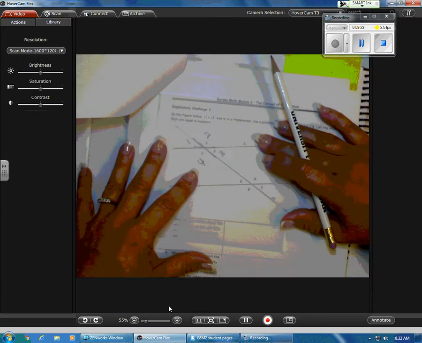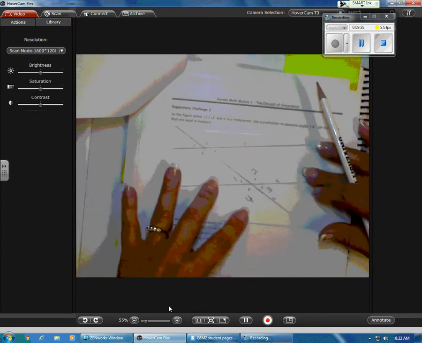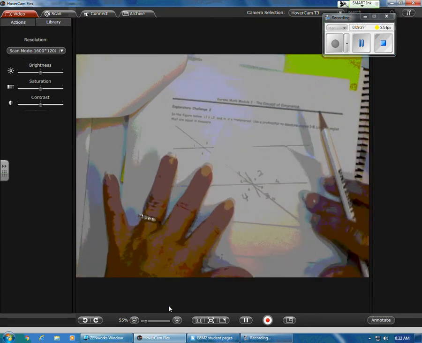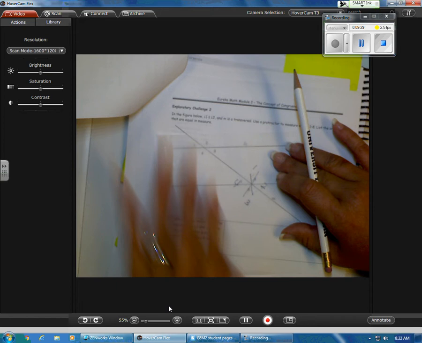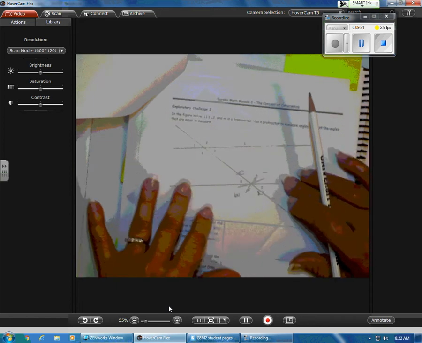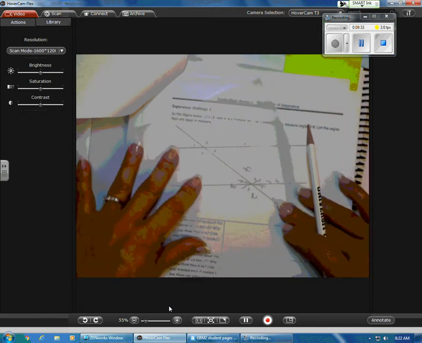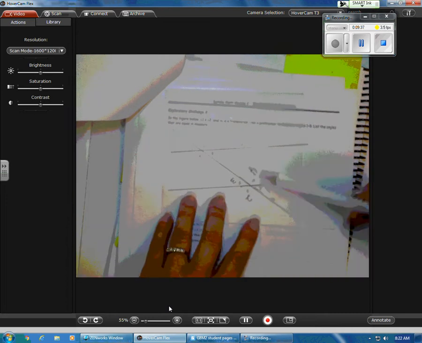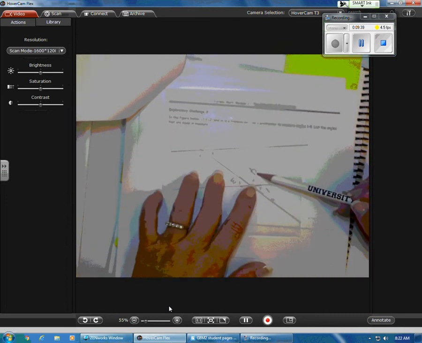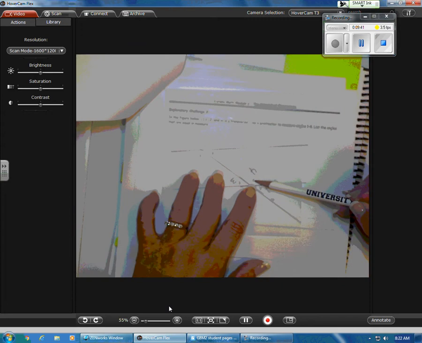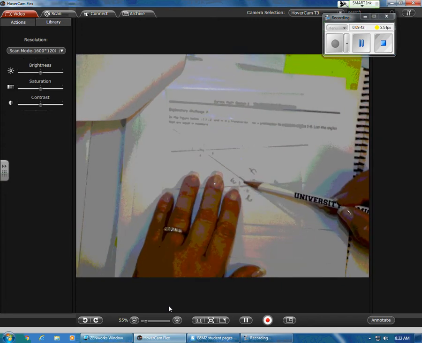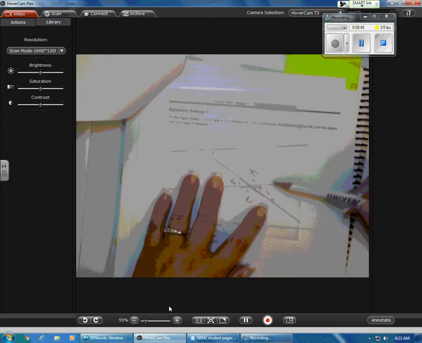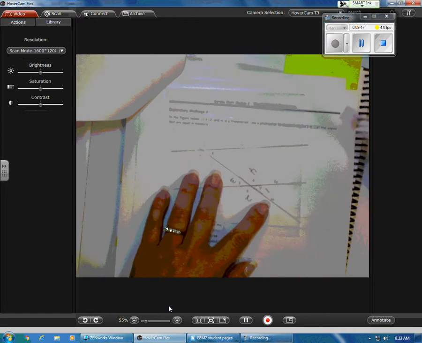Furthermore, if I translate down and then rotate around, keeping the point of intersection the same until everything matches up, I see that 4 and 6 are going to have the same measure. 3 and 5 are going to have the same measure. 2 and 8 are going to have the same measure. And 1 and 7 are going to have the same measure.